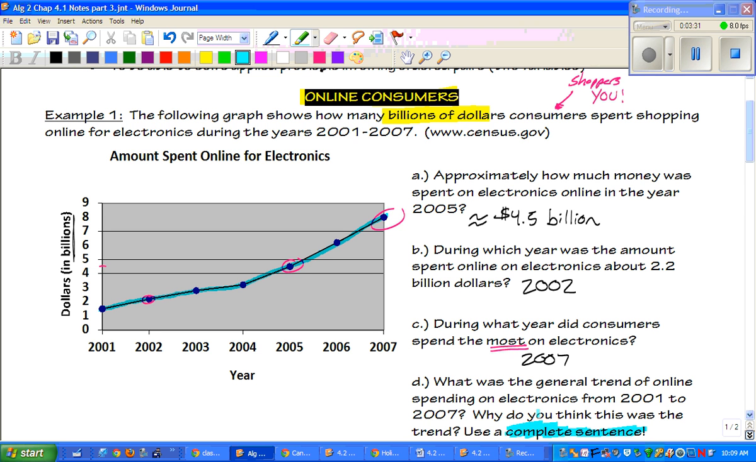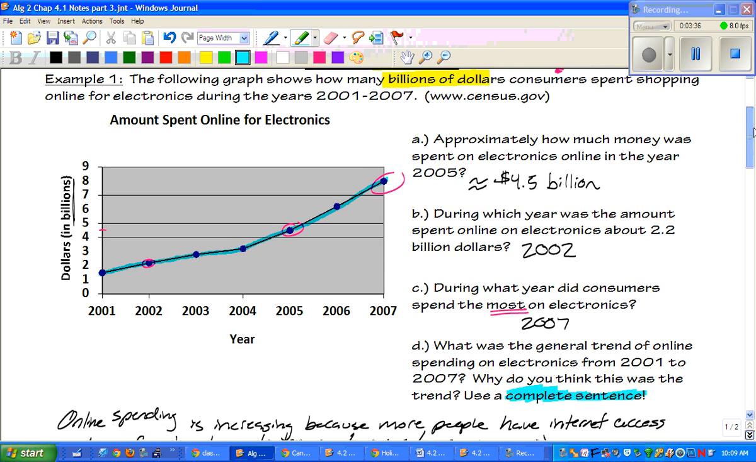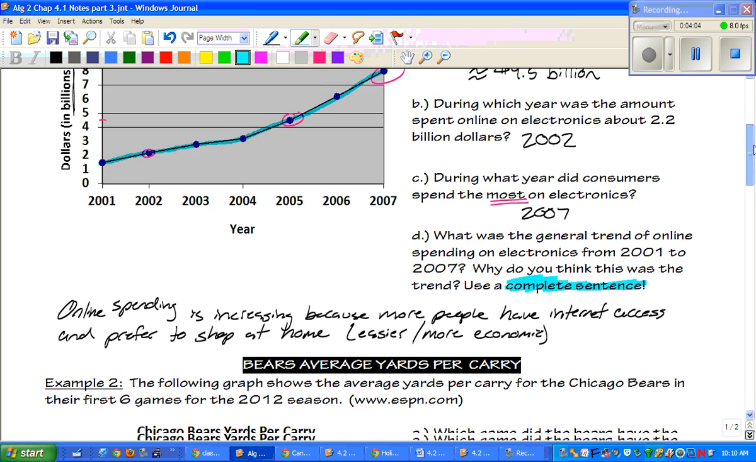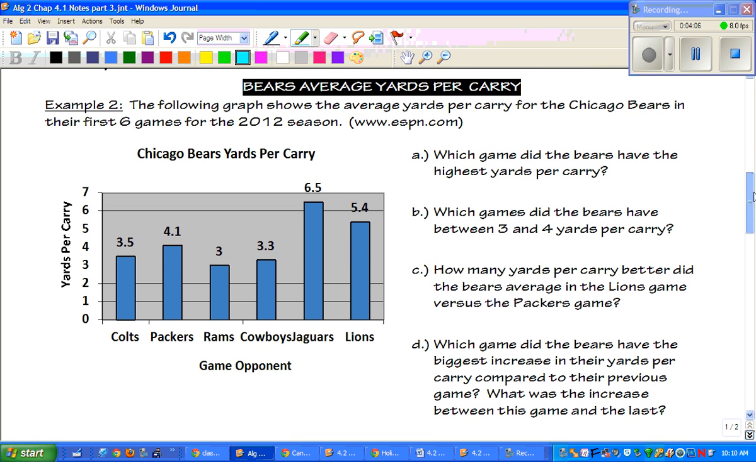Okay, if you need more time, pause the video. Otherwise, let's show you what we talked about in class. We said that online spending is increasing more because people have more internet access, okay? You can't shop online if you don't have a computer or even a cell phone nowadays. So it's easier to shop at home and it's more economical because you're not spending gas to go drive somewhere, okay? So that's what we talked about in class. Okay, let's move on to the next one.